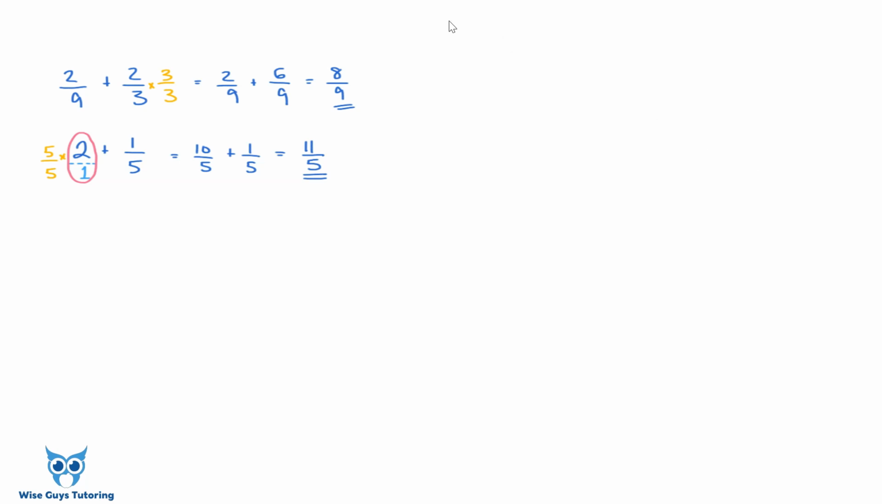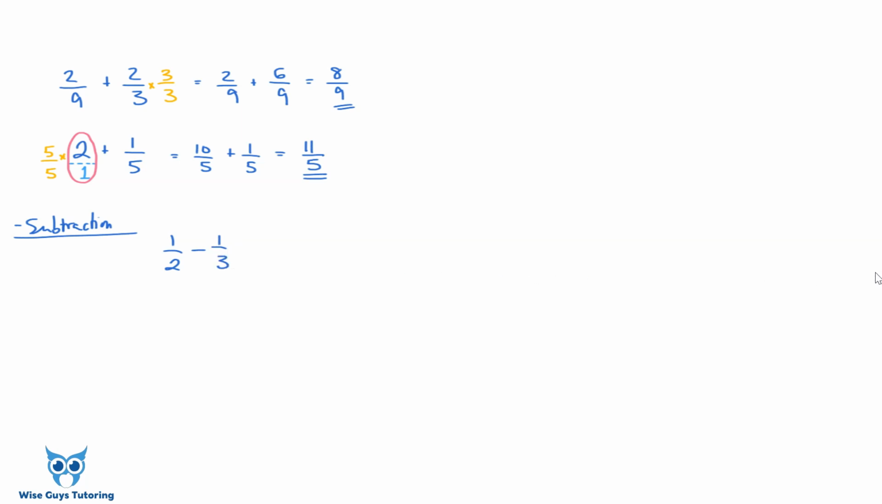Okay, now let's do a little bit of subtraction. We didn't talk about subtraction specifically, but it's exactly the same. So for subtraction, you do the same thing, except you're going to have to subtract the numerators, okay? The denominator stays the same as before. So again, let's do another example. Let's say 1/2 minus 1/3.